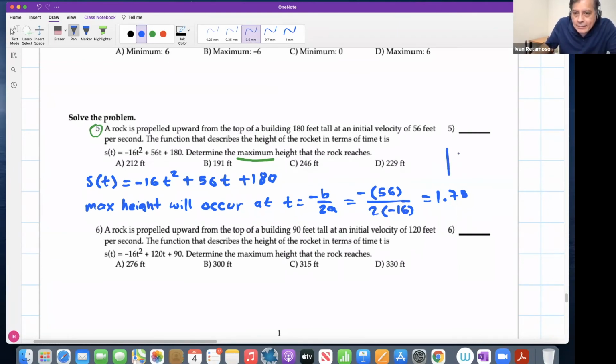It's like maybe a diagram may help, right? This is the building, and you are throwing this object, it will reach some maximum height and it will fall, right? That maximum height will occur at this time, 1.75, right there. But now they are asking you to figure out what is this actual maximum height, right? Actual maximum height.